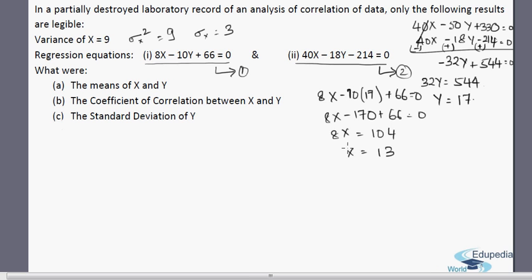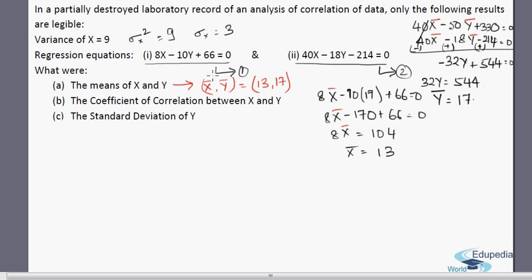Okay, so the mean of x and y, the first answer, mean of x comma mean of y, will be equal to 13 comma 17. When you're actually solving this for the means, we'll have to change the equations this way. So the first answer is the mean of x and y is 13 comma 17.